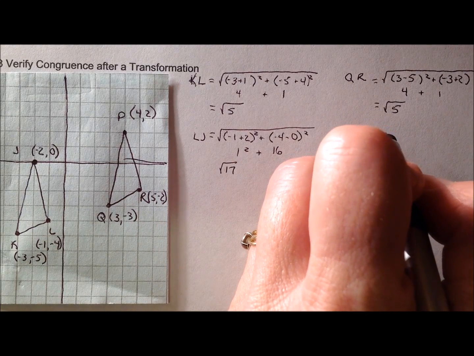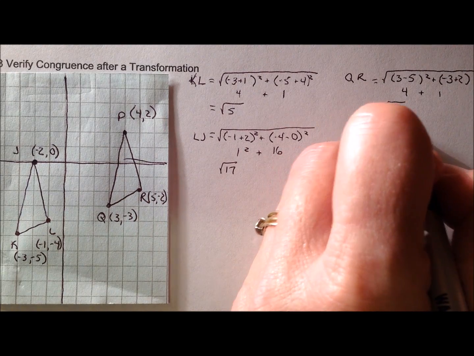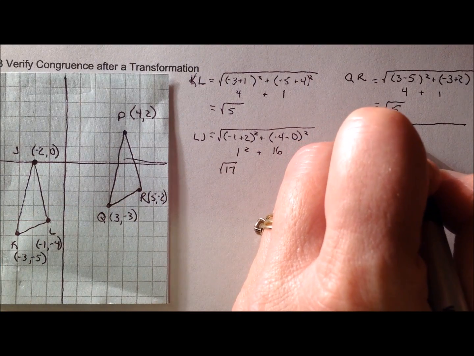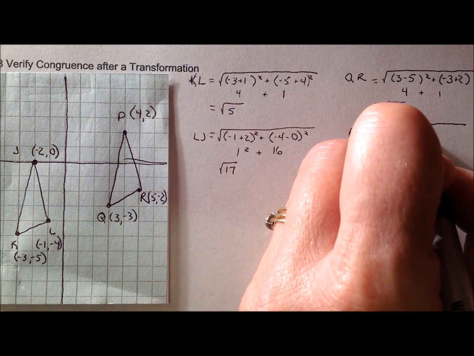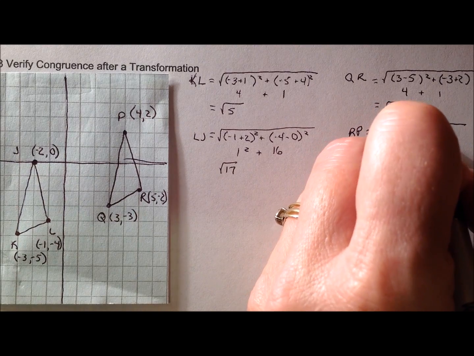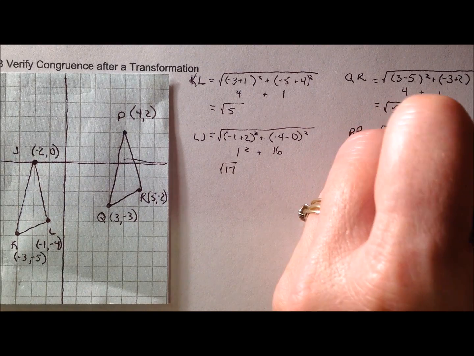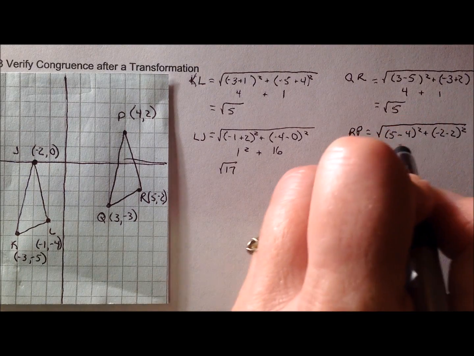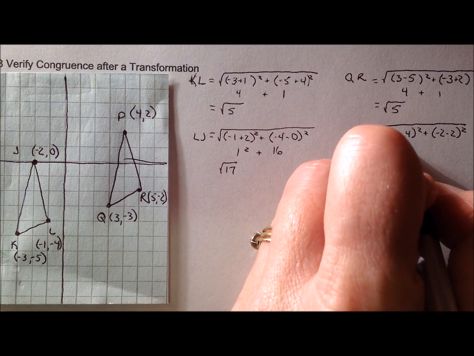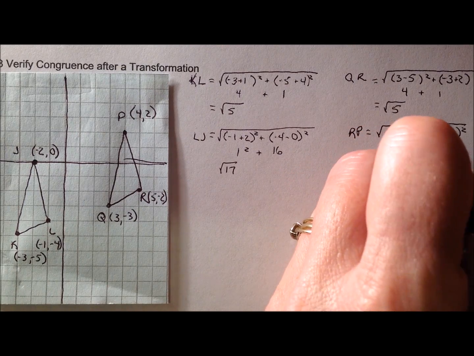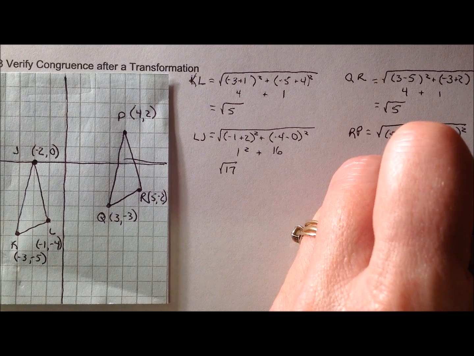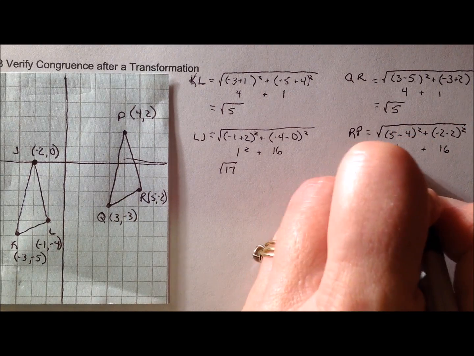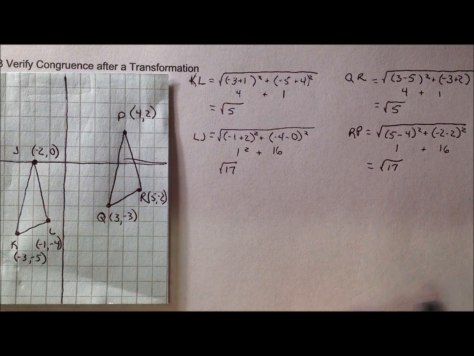And then for RP, we have x coordinates of 5 and 4, so 5 minus 4, squaring that, plus our y coordinates of -2 minus 2, squaring that. We have 1 plus 4 squared is 16. Sorry, so we have radical 17 again.